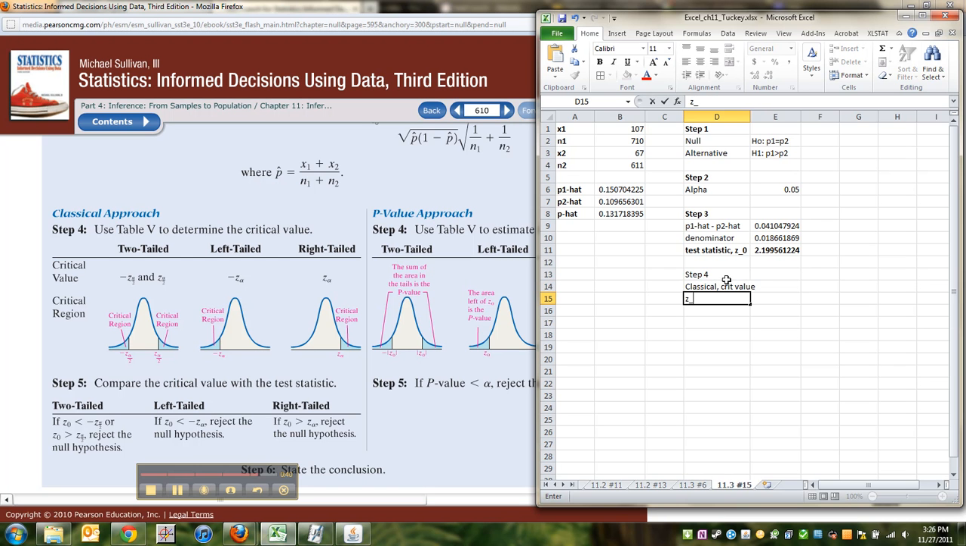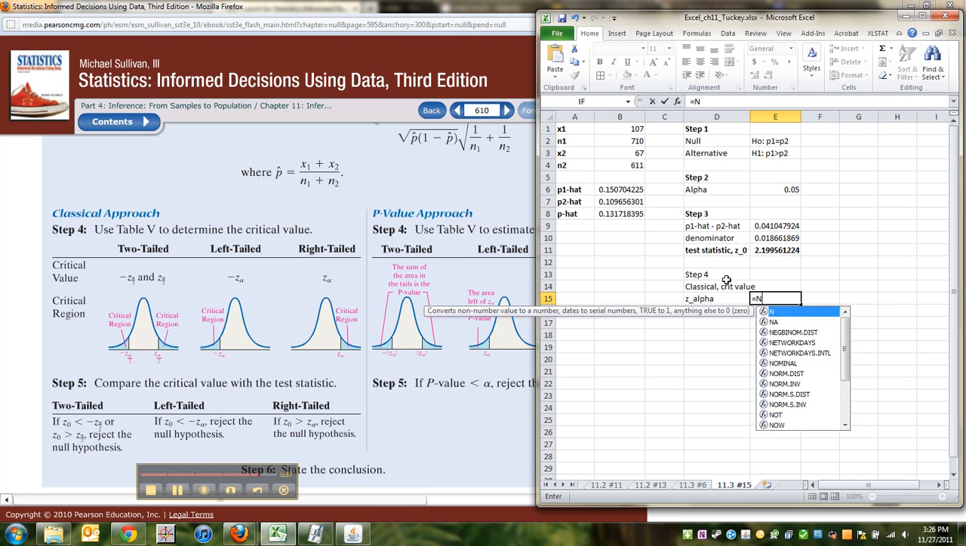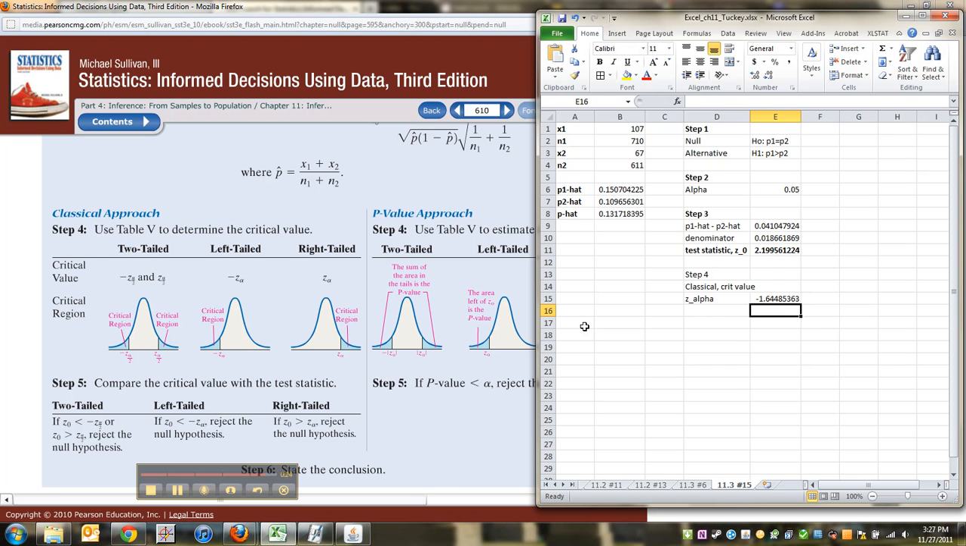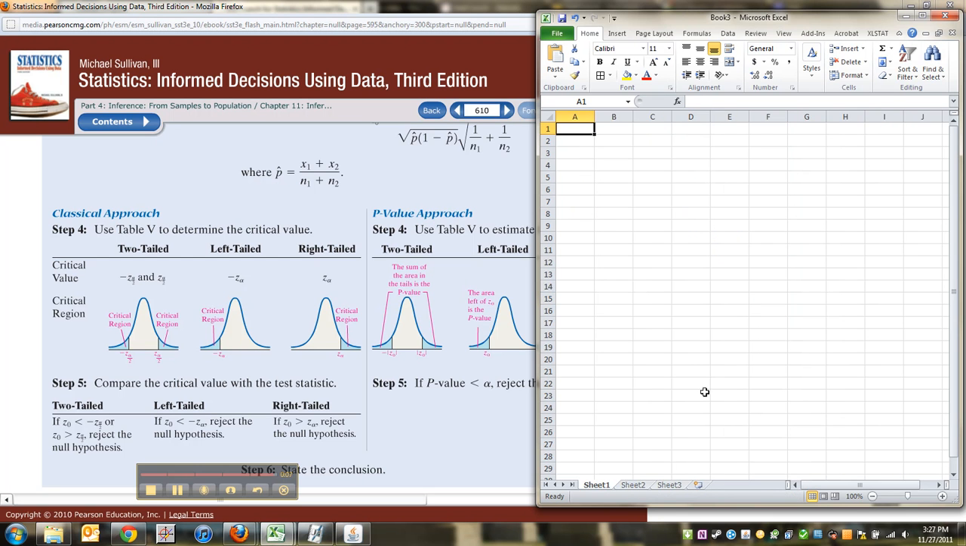So that's going to be Z alpha, which is equal to norm dot inverse. All right, now you have to do, here, let me show you what happens, 0, 1. If I do just alpha, 0, 1, it makes it negative, because it treats it like a left-tailed probability. So you can fix that by doing 1 minus alpha. That would work. Or you can just leave it as alpha, but then do the negative of it. Make it negative norm inverse. And then you'll have it. Because you need a positive number because it's a right-tailed test. There it is.